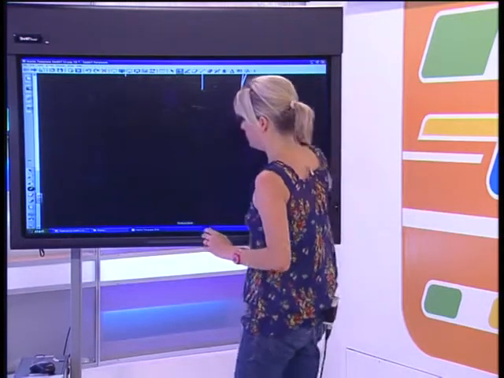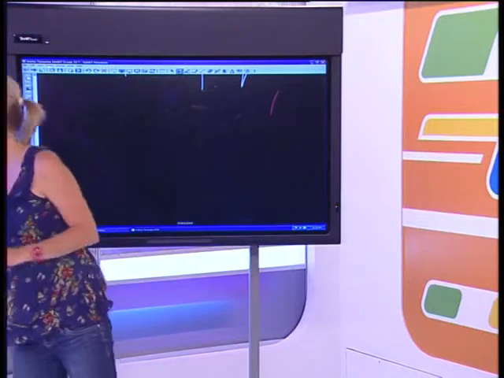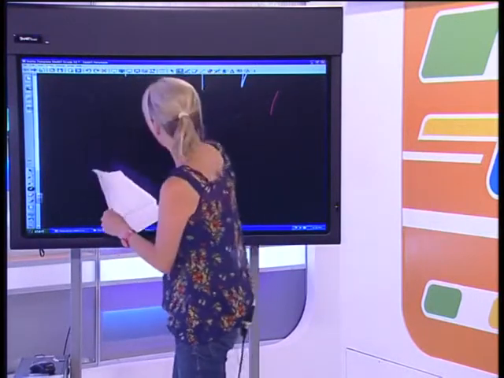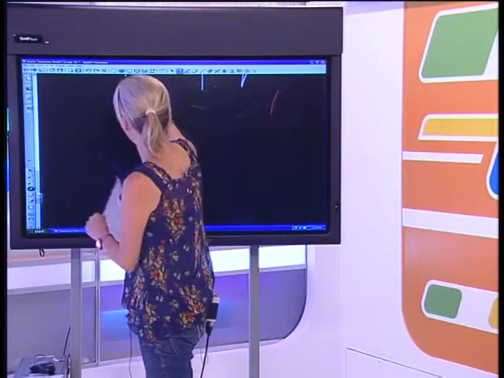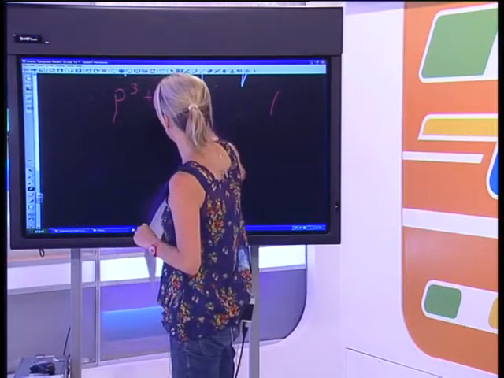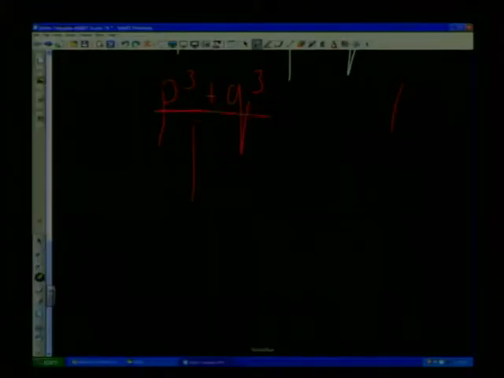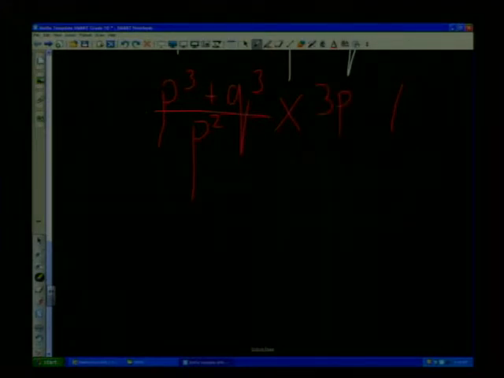Now I can't seem to move my question, so I'll have to write it up again. Right, so we had p cubed plus q cubed, all divided by p to the power 2, multiplied by 3p minus 3q, divided by p squared minus q squared.